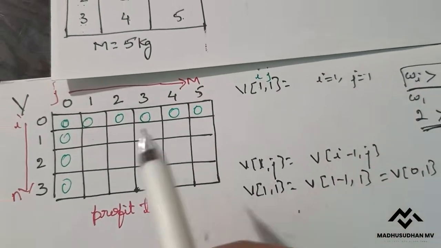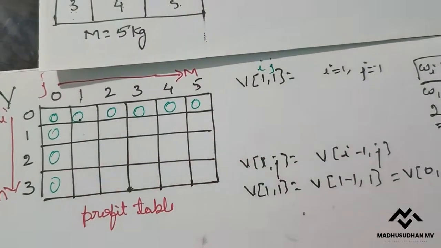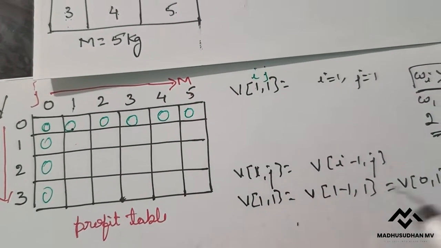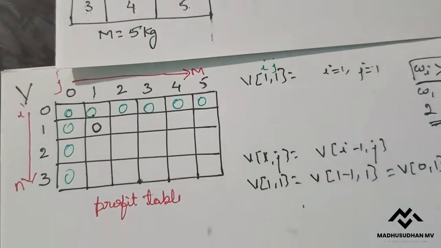V of 0 comma 1 we already calculated. V of 0 comma 1 is 0, so simply I am writing 0. That means I got V of 1 comma 1 as 0.